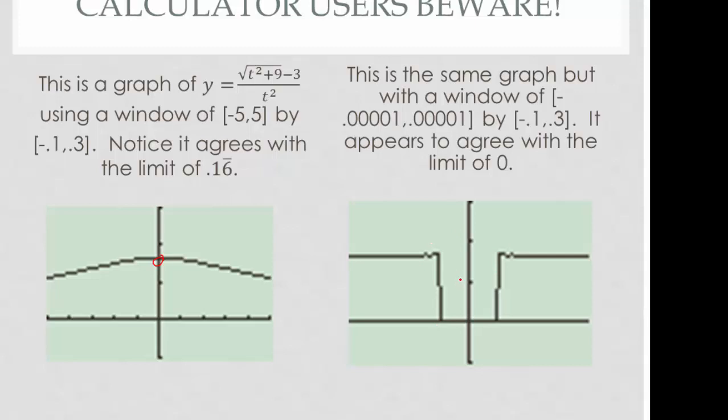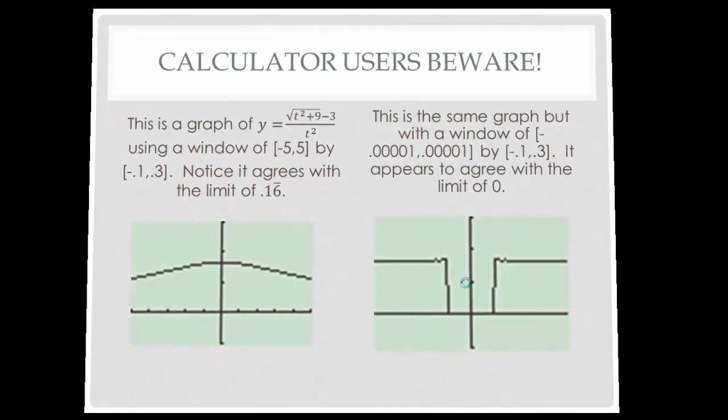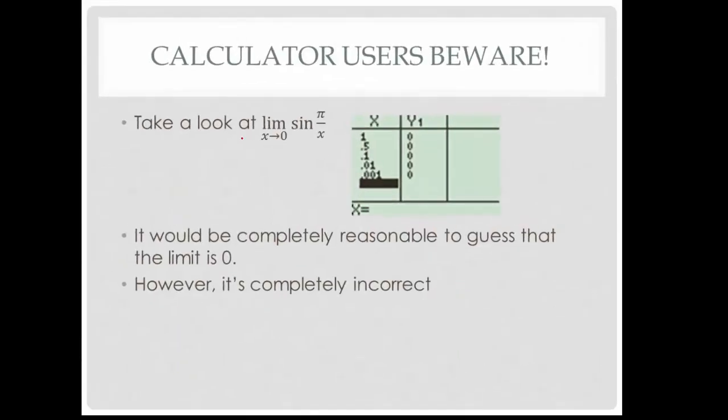Let's take a look at another way that our calculator can cause us some issues. So let's take a look at x approaching 0 on the sine of pi over x. I'm going to let x approach 0, and yes, we're going to put trig functions into these. So this is sine of pi divided by x. All I did was pick x values that approach 0, so 1, 0.5, 0.1, 0.01, etc.